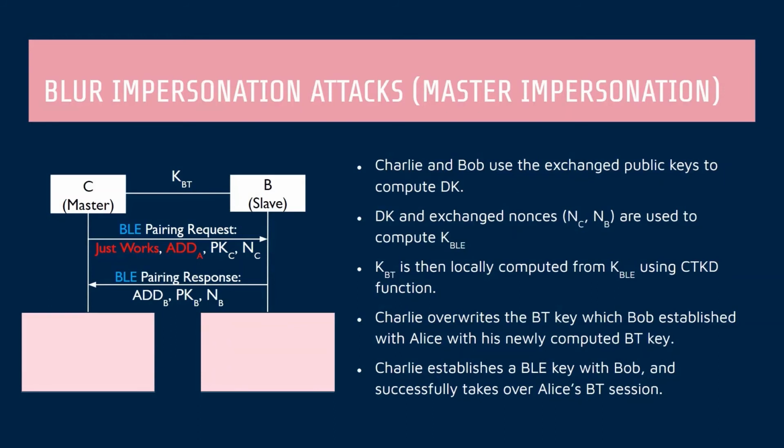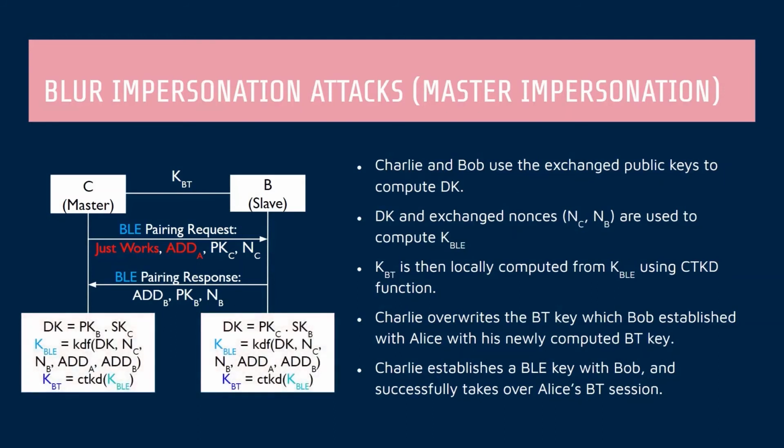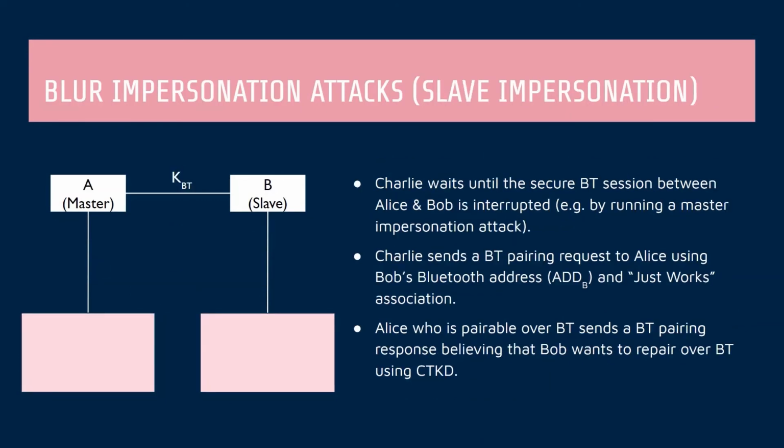Charlie and Bob use the exchanged public keys to compute a value DK, which is then used as one of the inputs to compute the BLE key. The BT key is then locally computed from the BLE key using the CTKD function. Charlie overrides the BT key that Bob established with Alice with his newly computed BT key. A BLE key has been established with Bob and Charlie successfully takes over Alice's BT session. For slave impersonation, Charlie wants to take over Bob's BT session by impersonating Bob.